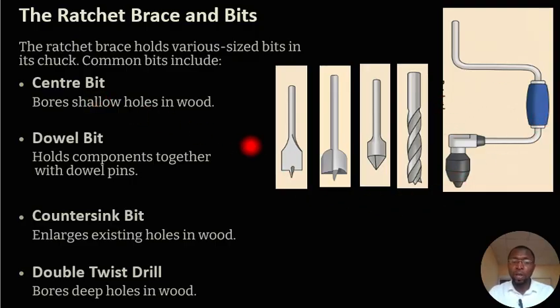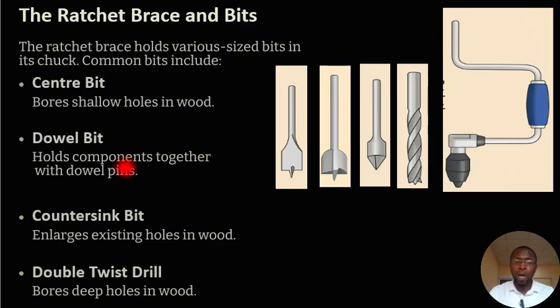So the center bit, which is this, is used for making shallow holes. This is where it penetrates into the wood as it's attached to this chuck. The place where you attach the bit is called a chuck. Okay, chuck. So the center bit, which is this, is used for making shallow holes in wood.